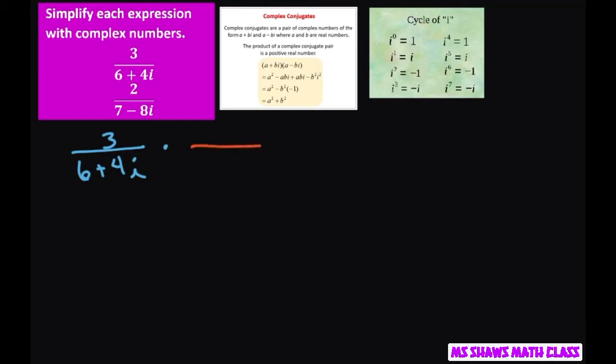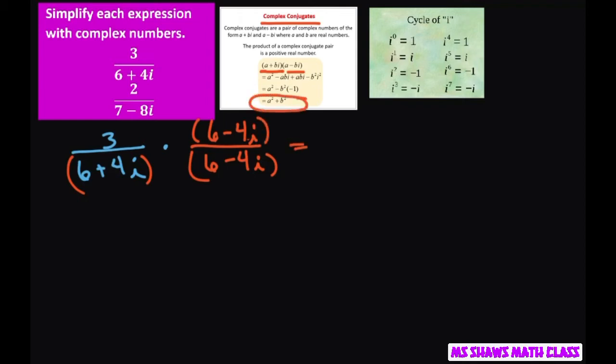And the way we're going to do this one is multiply it by its conjugate. Since we have a plus bi, we're going to multiply it by a minus bi, which is 6 minus 4i. If you multiply the denominator that way, you also have to multiply the numerator with the same 6 minus 4i. All right, and then we're just going to use this formula here. So in our case, our a is 6 and our b is 4.